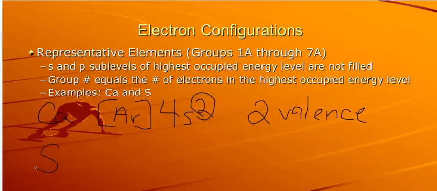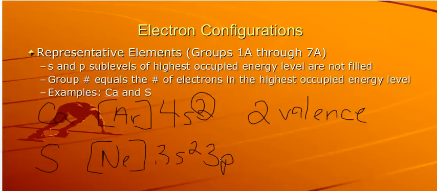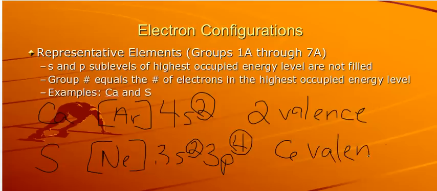Sulfur. If we do the shorthand notation for sulfur, we could start with neon. So we could say neon, and then it'd be 3s2, and sulfur would be 3p4. If you count up the number of valence electrons, there's 2 there, there's 4 there. That's a total of 6 valence electrons. And sulfur is in group 6A. So the group number in a representative element equals the number of valence electrons, outer shell electrons.